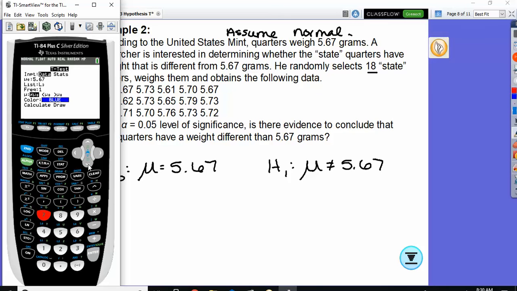So my mu sub 0, that's the mean of the null hypothesis, so that's my 5.67. Your list should say L1. So if it's not, if you hit second number 1, that would change it to L1. Frequency is 1. Our alternative was not equal to. And so then we can just calculate. So a couple different options here.